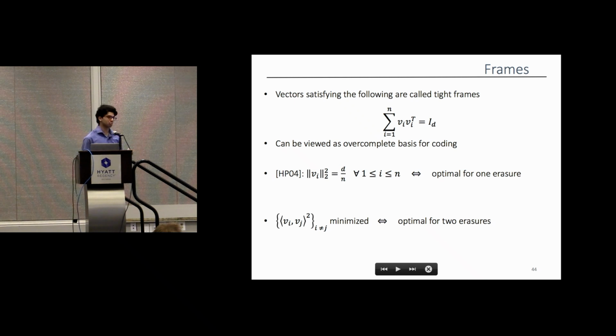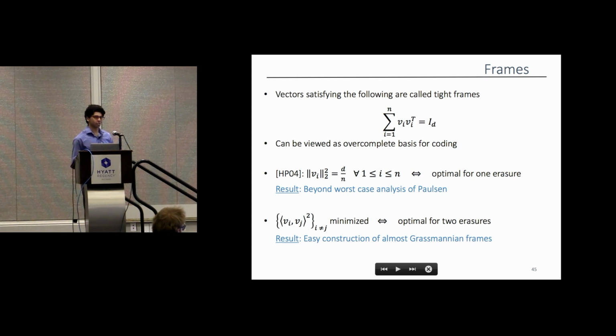This has applications as well in quantum information theory. We'll call these Grassmannian frames. So the first one was Paulsen frames, where all the vector lengths are the same, and the second one is Grassmannian frames. And it turns out our analysis gives an improved, beyond worst case analysis of the Paulsen bound that we showed earlier, and it gives really easy new constructions of approximately optimal Grassmannian frames.